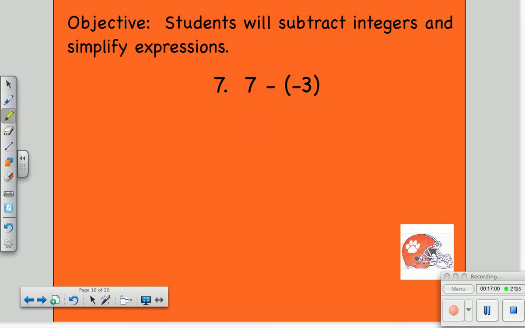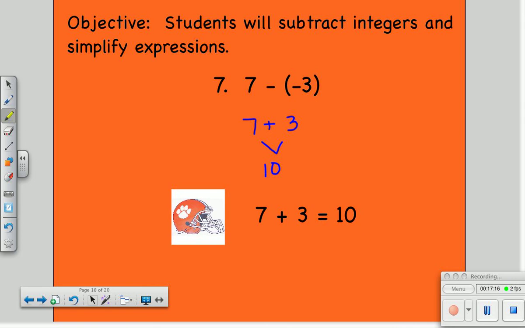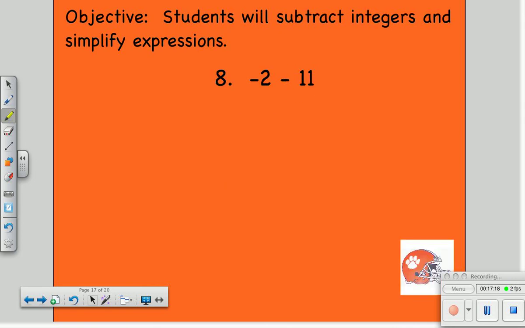Seven minus negative 3, change subtraction to addition, change negative 3 to the opposite. 7 plus 3, 10. Negative 2 minus 11, negative 2, change subtraction to addition, change 11 to negative 11. They're both negative, so I just add them together. 2 plus 11 is 13, and since they're both negative, my answer is also negative.